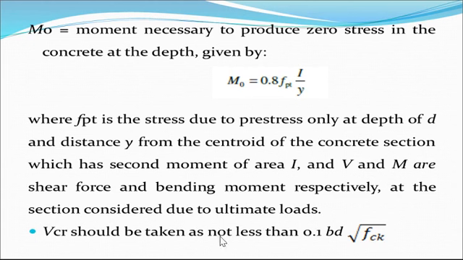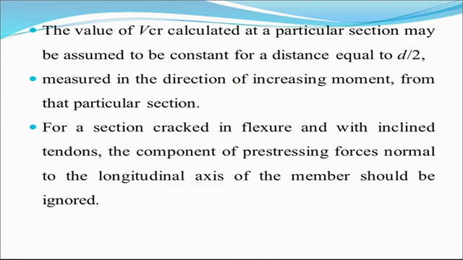VCR should be taken not less than 0.1 b d under root of fck. The value of VCR calculated at a particular section may be assumed to be constant for a distance equal to d by 2, measured in the direction of increasing moment from the particular section. For a section cracked in flexure and with inclined tendon, the component of prestressing force normal to the longitudinal axis of the member should be ignored. That means P sin theta you cannot add here.